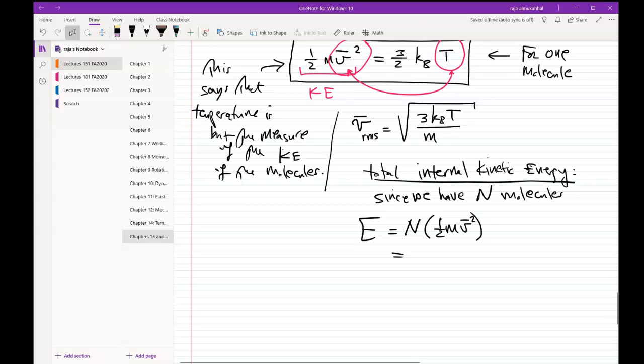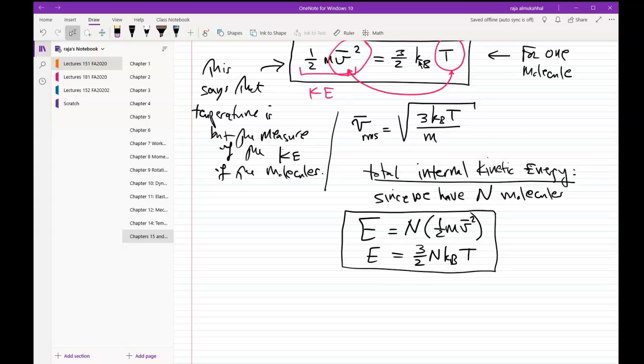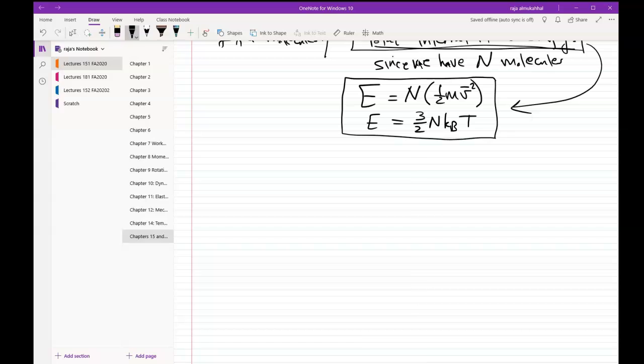Or I can take that N and put it on the right-hand side of this equation. So it's going to be something like 3/2 N k sub B T. Either equation will work fine, depending on what is given to you in the problem. But that's basically how you calculate the total internal kinetic energy. Got it? I'll give you an example and show what that means. Don't expect a harder problem than the one I'm going to show you.